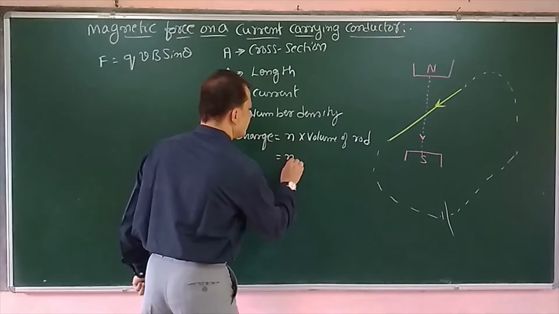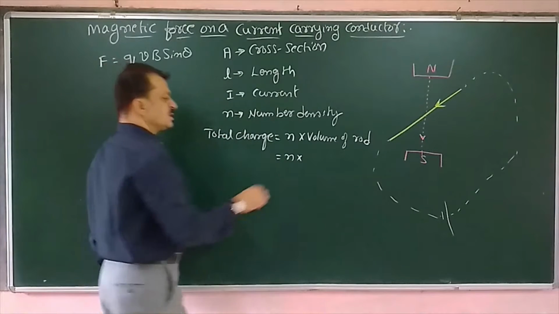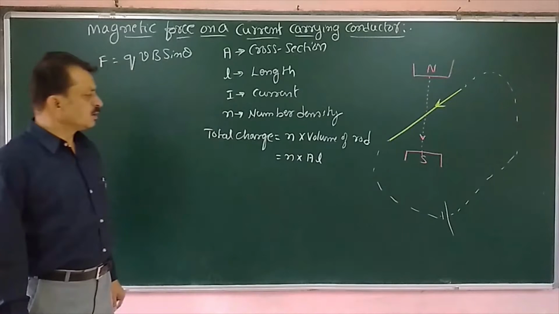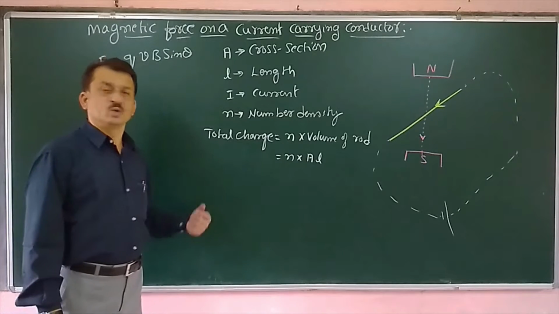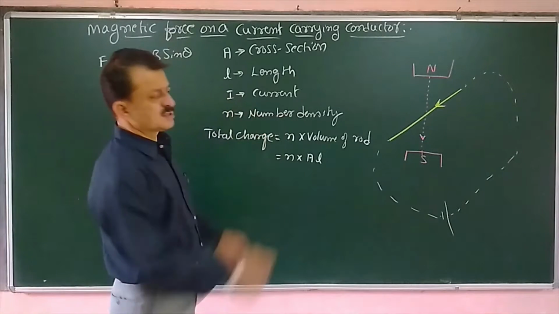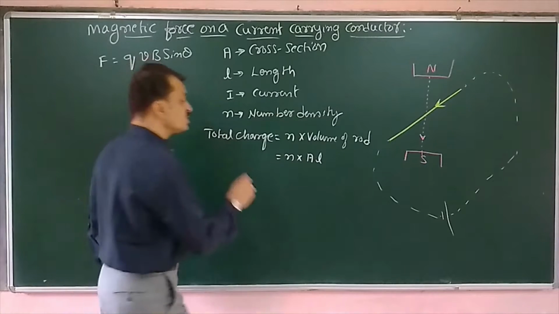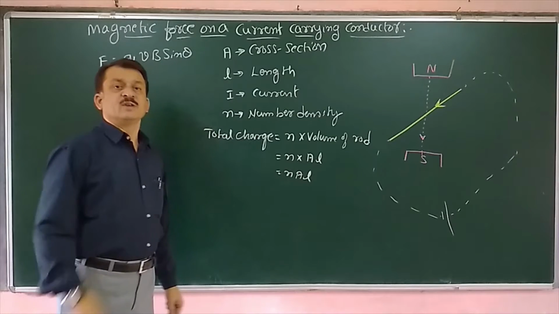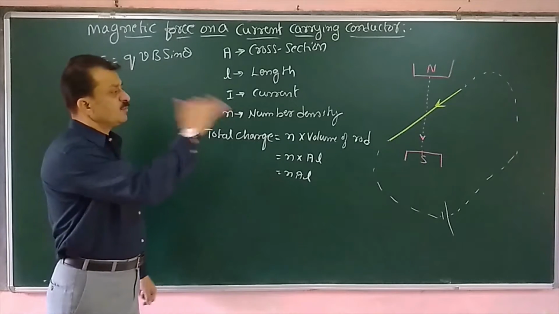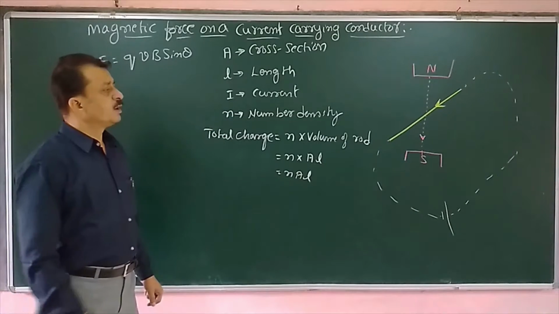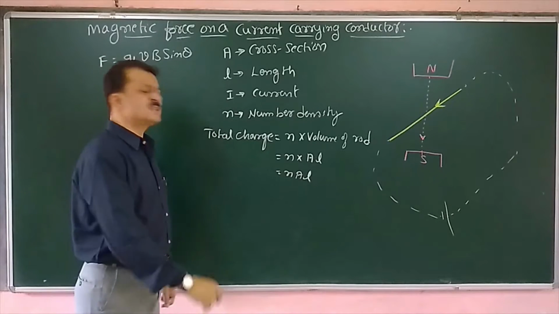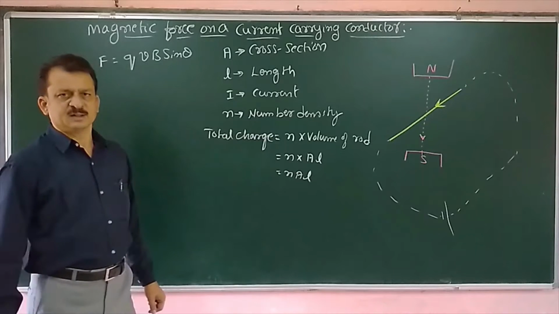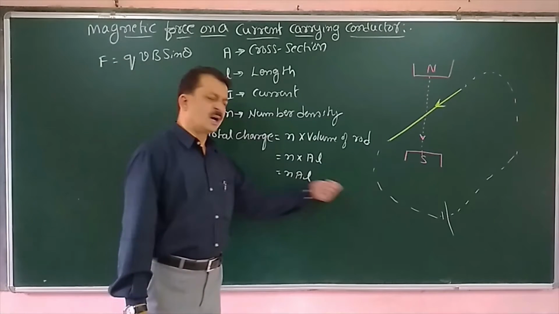Therefore this is simply n into the volume of the rod, which is the area of cross section multiplied by length. Now this nAL gives the total number of charges present. Then what is the total charge in the conductor? I have to multiply the charge of one particle with this number.